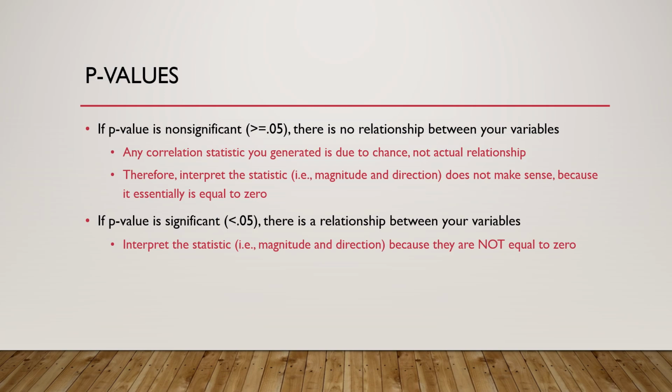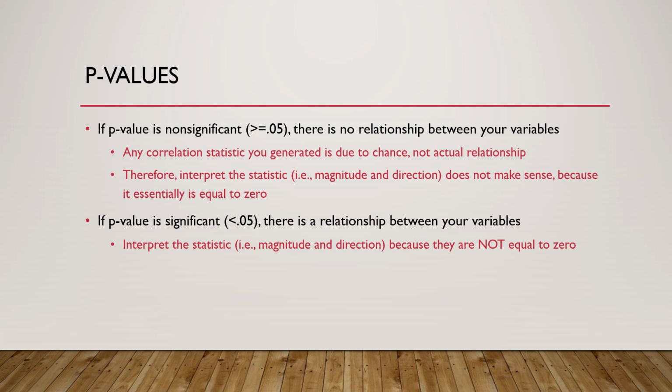When looking at the p-value, that's significance, we generally treat anything as non-significant if it is greater than or equal to 0.05. This signifies there is no relationship between the variables, that the true world has a relationship of 0, and anything that you got is just due to chance. It's not an actual relationship.